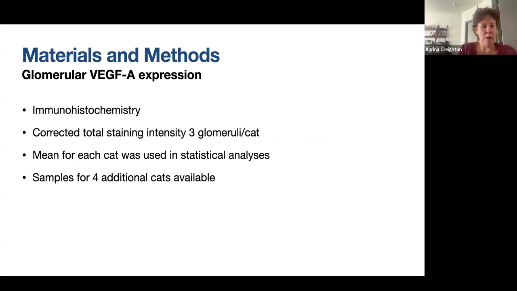For the VEGF expression, that was an immunohistochemical evaluation. They looked at a corrected total staining intensity of 3 glomeruli per cat, and then the mean for each cat was used in the statistical analysis. There were samples from 4 additional cats that were available. So when we get to the results, for the VEGF there are actually more available samples. Reading between the lines, I think there was a lack of clinical data, so they weren't included in the main study.